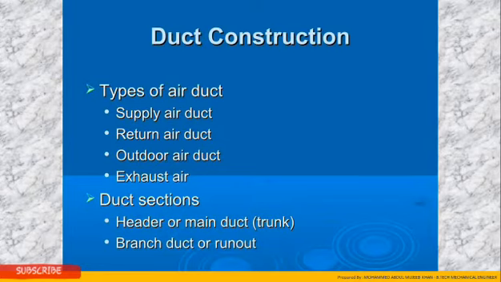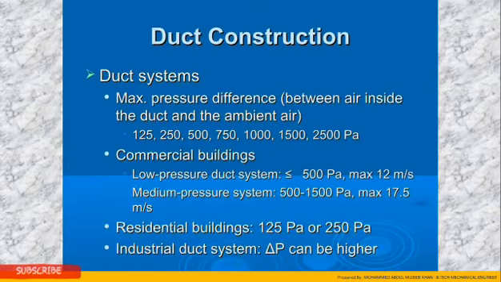Duct construction. The types of air ducts are supply air duct, return air duct, outdoor air duct, and exhaust air duct. Duct selection is basically done based on the header or main duct, branch duct, or the runout duct. Duct system: maximum pressure difference between air inside the ducts and the ambient air.